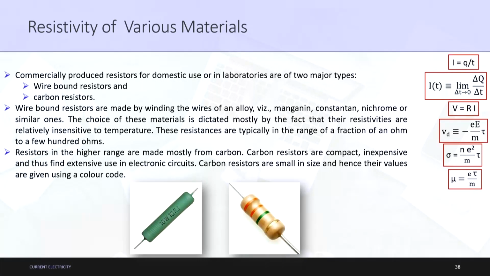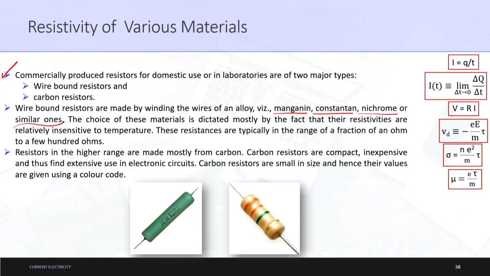Okay. So let me just try to define both the things here. Wire bound resistors are made by winding the wires of an alloy. The alloys which are being used for winding are manganese, constantan, nichrome or similar ones. Please remember these. These are 3-4 types of alloys which are used as a material bound across a substance so that the resistor can be made.